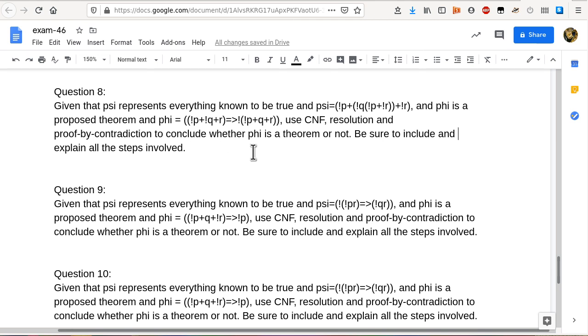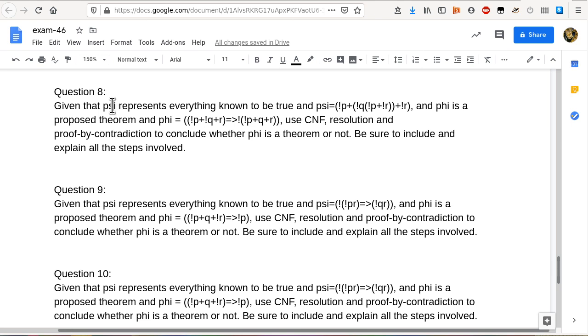And then when it gets to the resolution, there was one answer, and I feel kind of really sorry, because it was proven not using resolution in a single step. It was proven using some other means. I cannot give credit for this portion of the question because the question clearly states to use resolution and proof by contradiction to conclude.